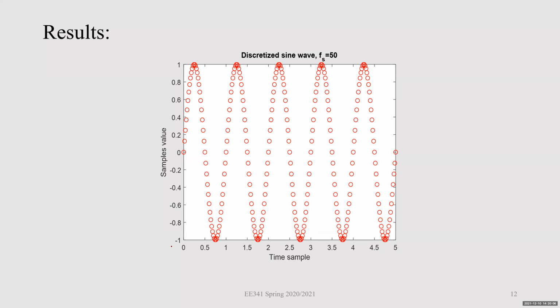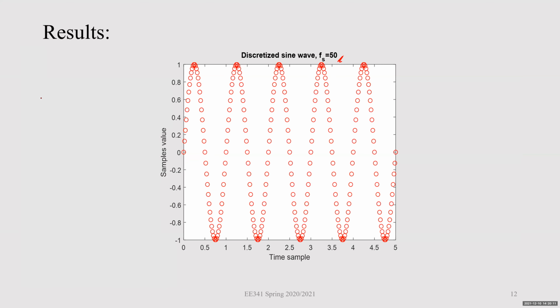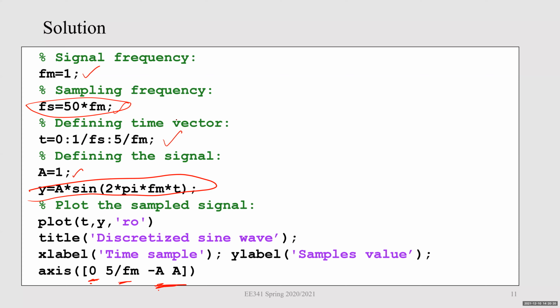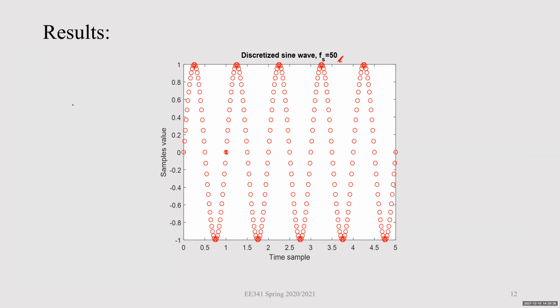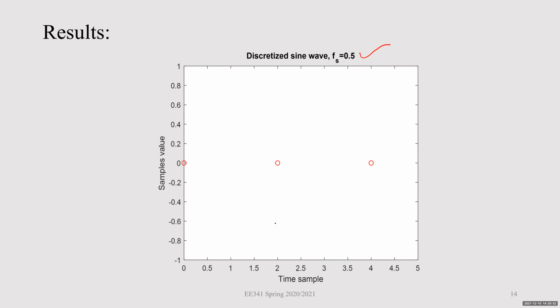Okay, so for Fs equal to 50 into FM, as I defined it here, I got 50 samples per cycle. So one cycle is completing here, and there are 50 samples. When this is 10 FM, there will be 10 samples. And for 0.5, the number of samples will only be 3, because the condition Fs greater than or equal to 2 into FM is not fulfilled. So there are only 3 samples. This signal cannot be reconstructed. So that's it for your review.